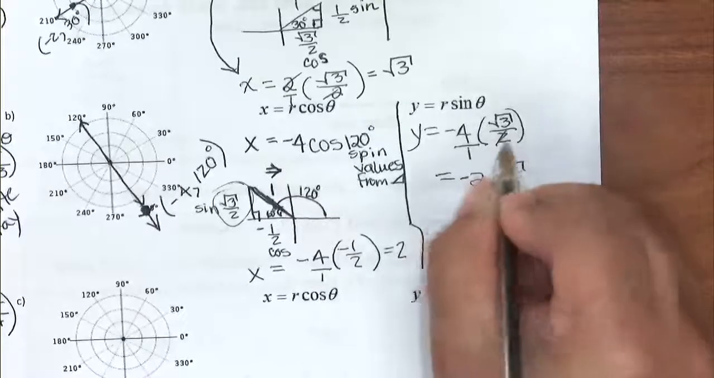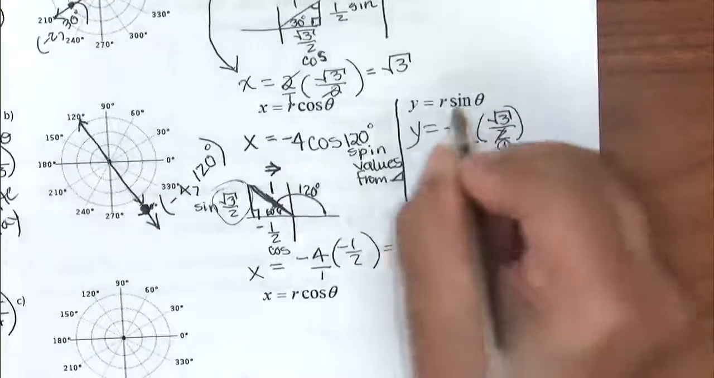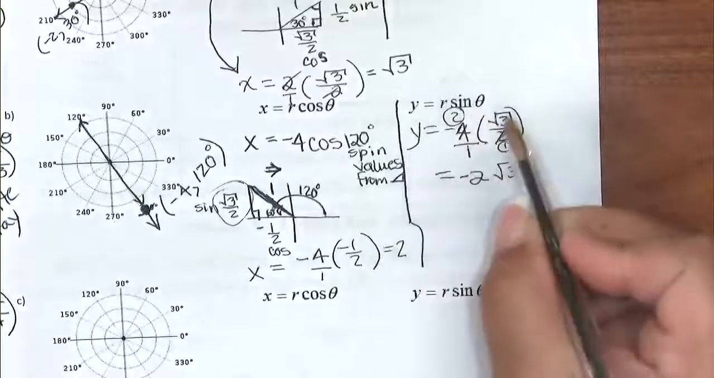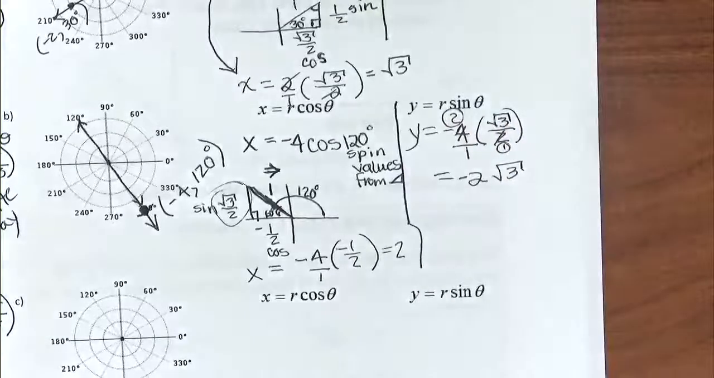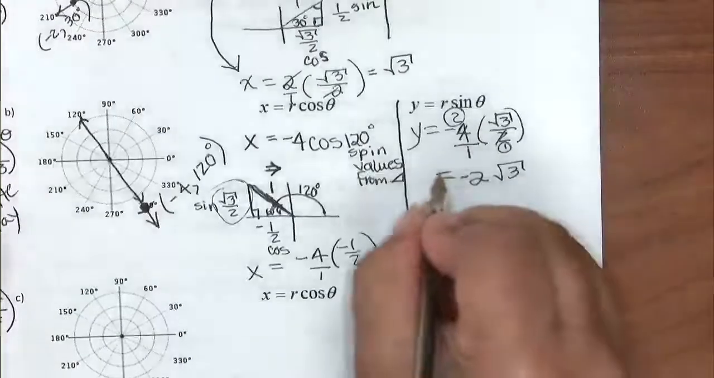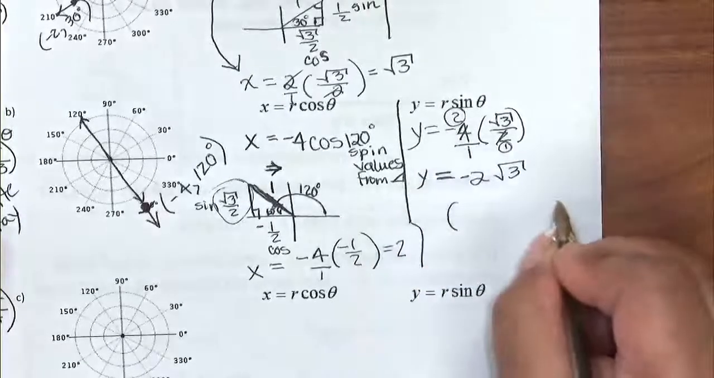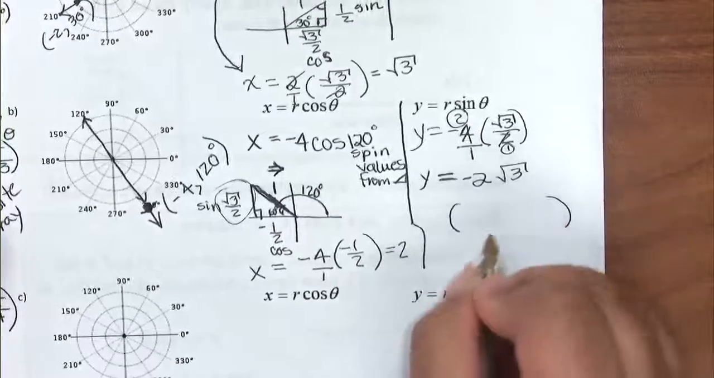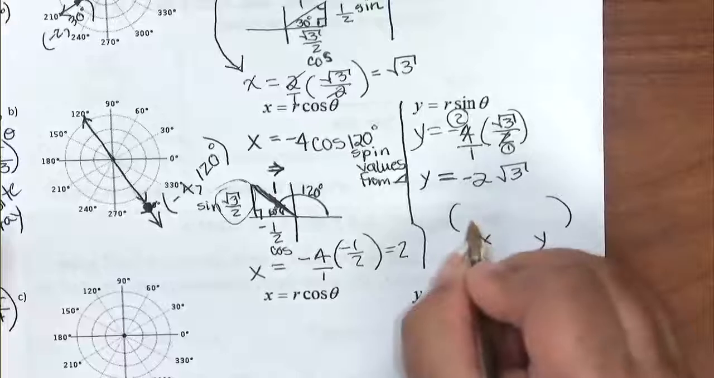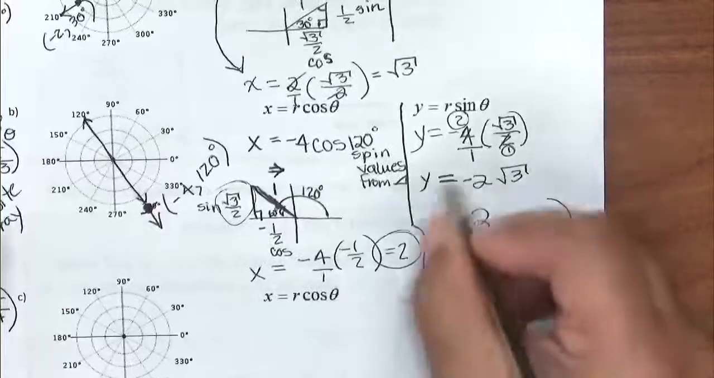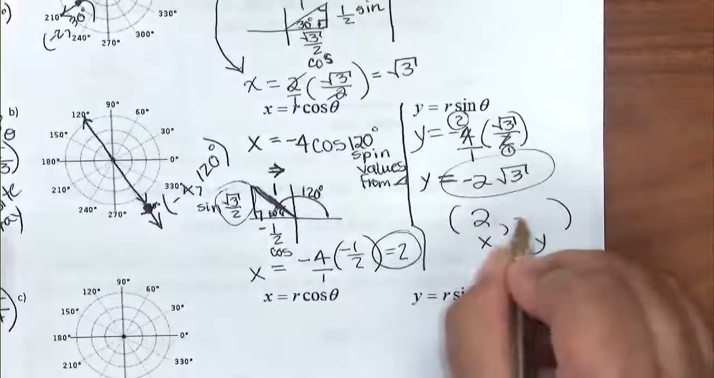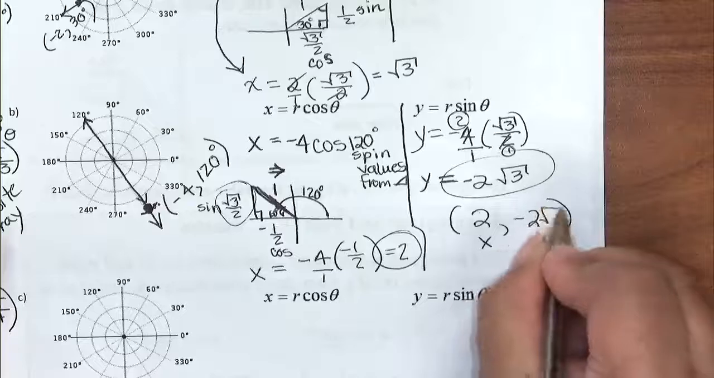Just like that. So 2 goes into 2 once. If that's the way you look at it, 2 goes into this twice. So 2 square roots of 3 with the negative in front of it. Collect it together as a point. So your x coordinate was 2. There it is right there. And your y coordinate is -2 square roots of 3.